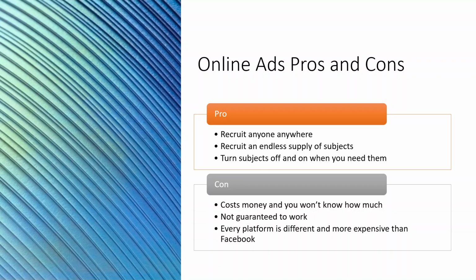And every platform is different, so there's an overhead cost to learning Facebook ads versus Google ads. It's like programming. Every language sort of works the same, but they've got different syntaxes, different ways of doing the same kinds of things. And so you sort of get good at doing online ads, but every platform has its own unique characteristics. They're all more expensive than Facebook, in my experience. So Facebook is always a good place to start, just in terms of cost and yield. But again, if the people that you want to recruit are not on Facebook, or you need to recruit them elsewhere, go ahead and do that.